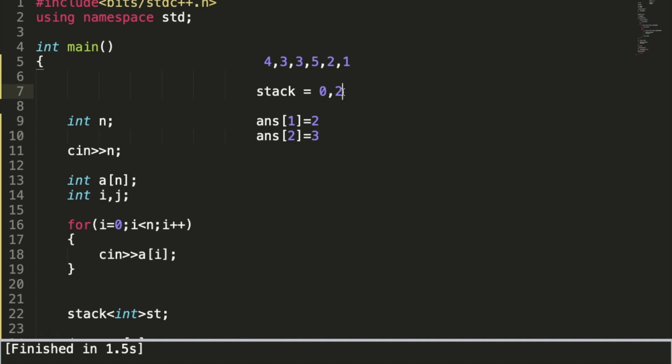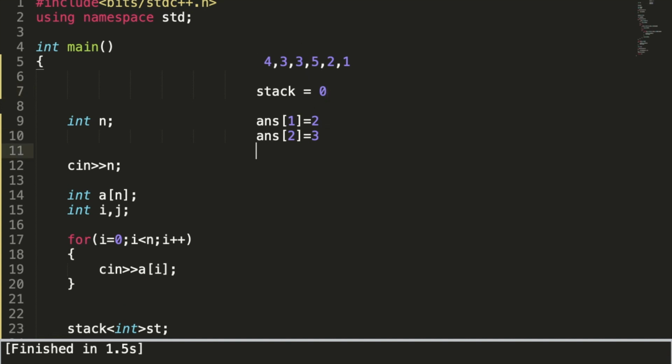Fine. Now we have popped 2. Now we have 0. Is the element at index 3 greater than the element at 4? Yes, it is. So answer of 0 becomes 3. Cool. So we have popped this also. Now we are going to push the element itself, that is 3. 3 is the index of the element. Cool. Now we have 2.